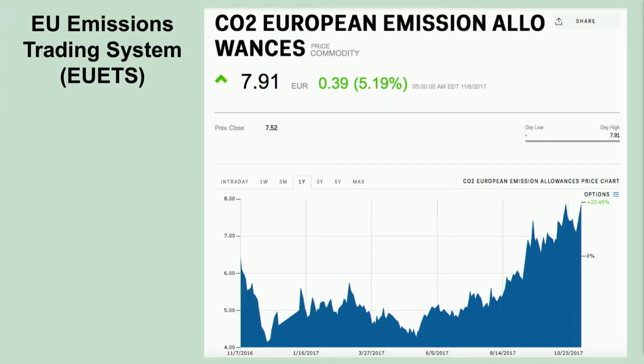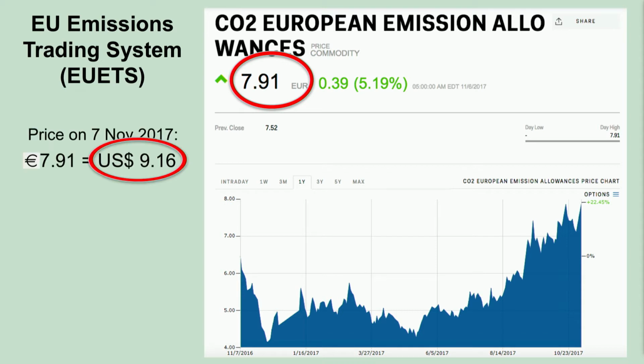What about in the European emissions trading system, which is a bigger system? The price on carbon emissions there around this time is a little under 8 euros per ton of CO2. 8 euros per ton is about $9 US dollars per ton of CO2. Again, a rather modest price.